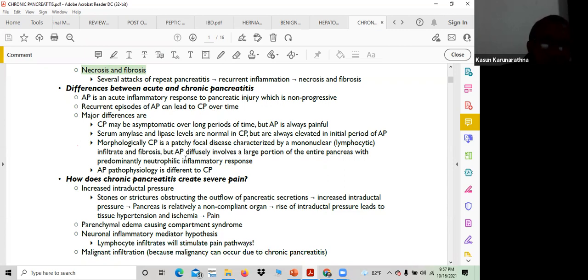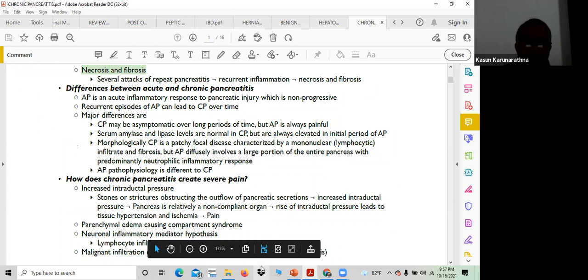Serum amylase and lipase levels are normal in chronic pancreatitis. But in acute pancreatitis, those are elevated. Morphologically, chronic pancreatitis is a patchy focal disease, right? But acute pancreatitis is diffuse and involves a large portion of the entire pancreas. So in an exam stem, if they don't say Sri Lanka, as in Western countries, gallstone disease is the commonest cause for pancreatitis. Yes.